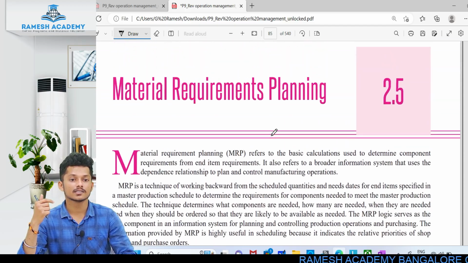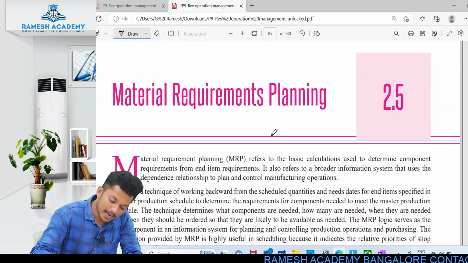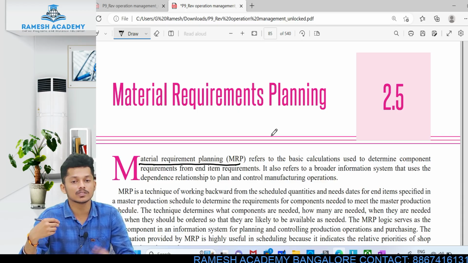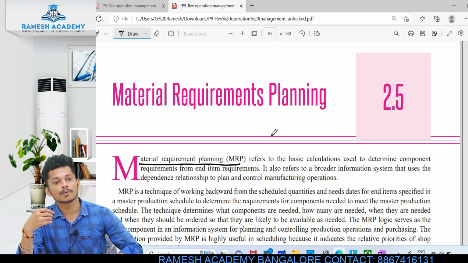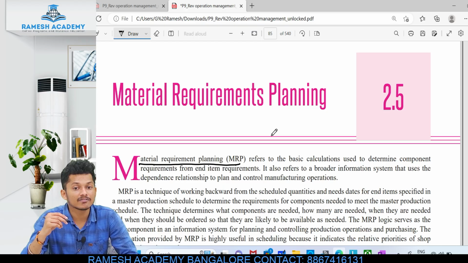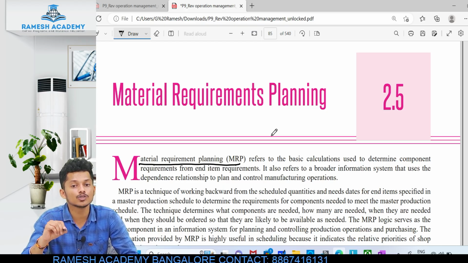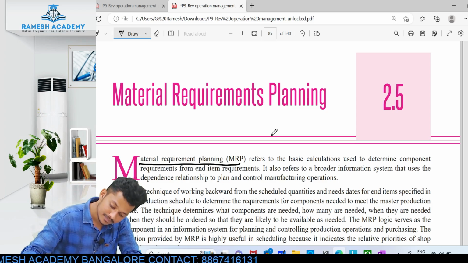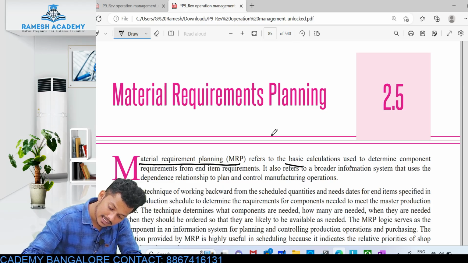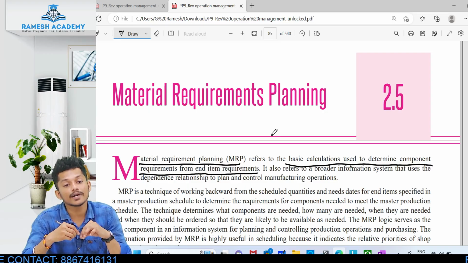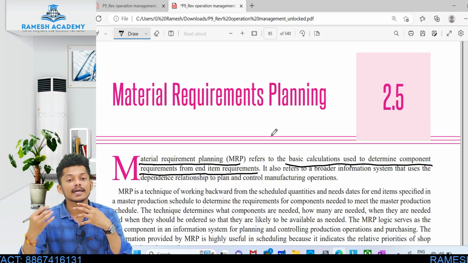Material requirement planning, we can call it MRP1. This is MRP1, and the upcoming topic is MRP2. Don't confuse between these two. Material requirement planning refers to the basic calculation used to determine component requirements from end item requirements.